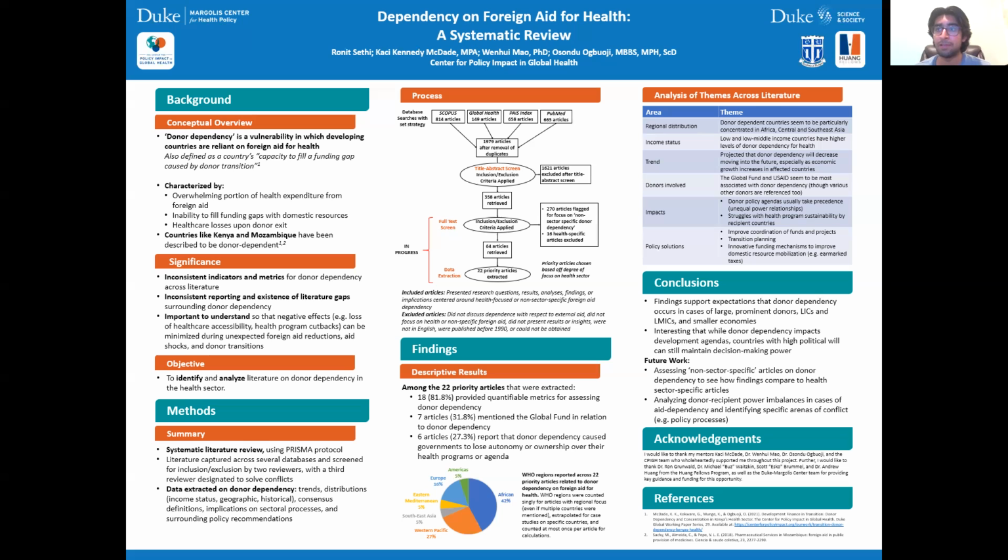a potential direction is analyzing non-sector specific articles on donor dependency, ones that don't relate to health, and then comparing them to the findings from health-related articles. And then also analyzing donor recipient power imbalances in the case of aid dependency and identifying specific arenas of conflict.